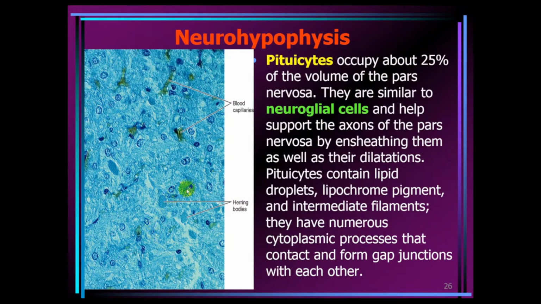Around are pituicytes, which occupy about 25% of the volume of the pars nervosa or neurohypophysis. They are similar to neuroglial cells, as I said, and help support the axons of the pars nervosa by ensheathing them as well as their dilatations. Pituicytes can contain lipid droplets, lipochrome pigment, and intermediate filaments. They have numerous cytoplasmic processes and form gap junctions with one another.